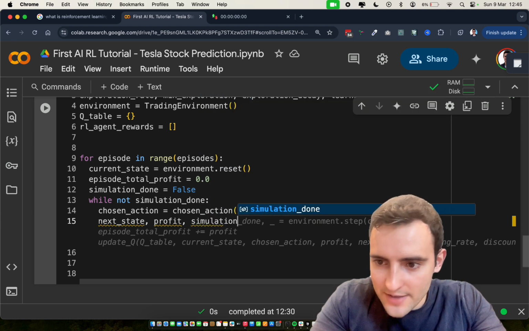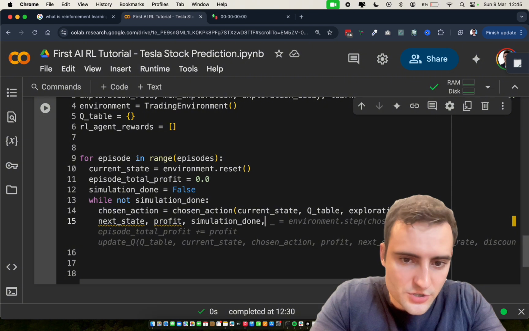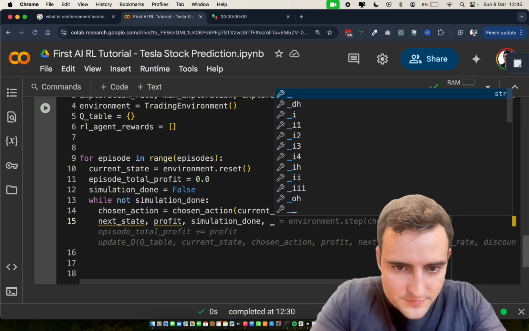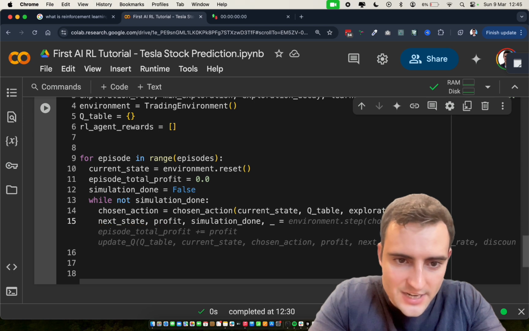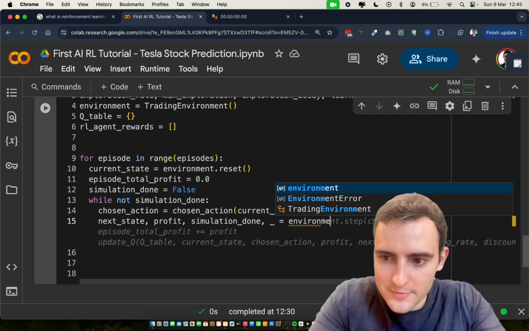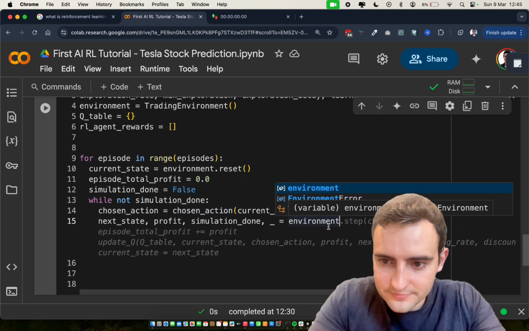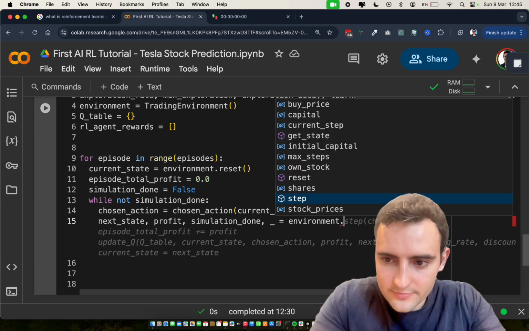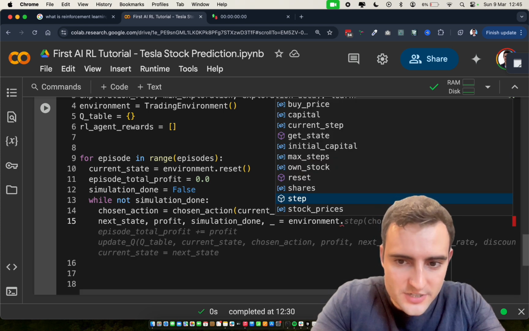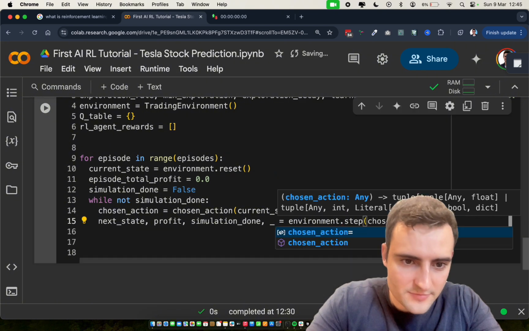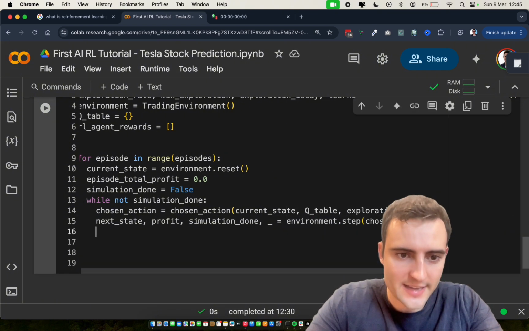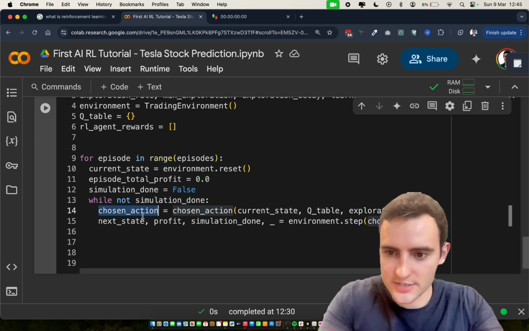And then we have an extra variable, but let's just put underscore here because it's not going to be used. And then we write environment. So given the action that we chose, what do? Environment.step given the chosen action. So we take one more step given the action that we chose here, and then we get given this next state, profit, simulation done, etc.